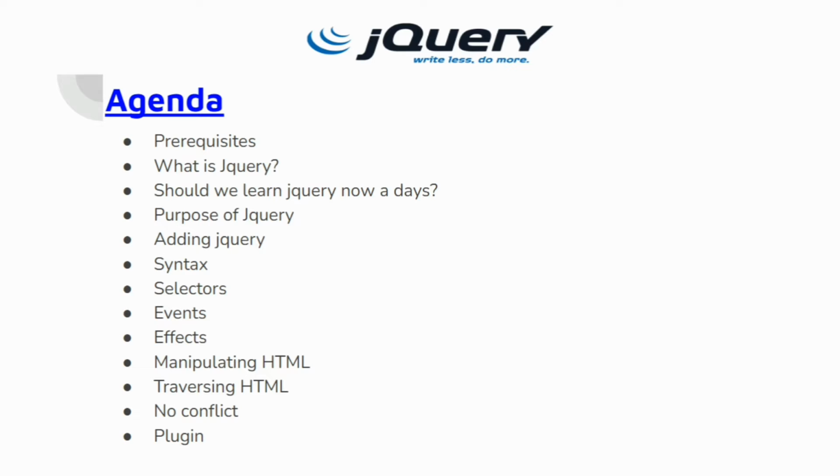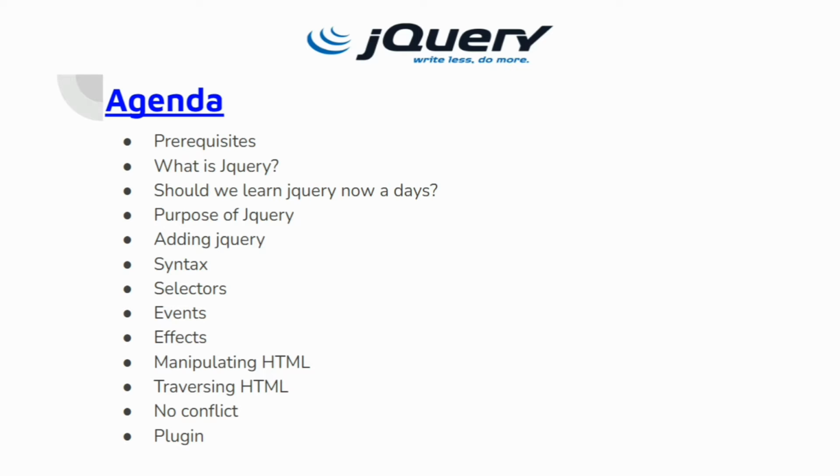Then we discuss the syntax of jQuery, and we also talk about jQuery selectors, jQuery events, jQuery effects. Then we also discuss how jQuery is used to manipulate HTML, and whether there is any conflict when we are using jQuery with other programming languages. Then we discuss some jQuery plugins.